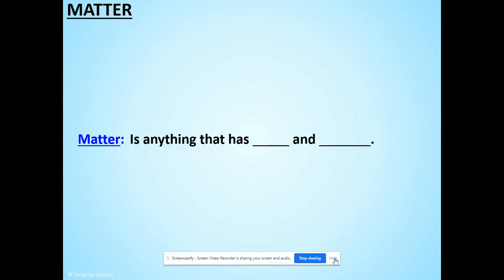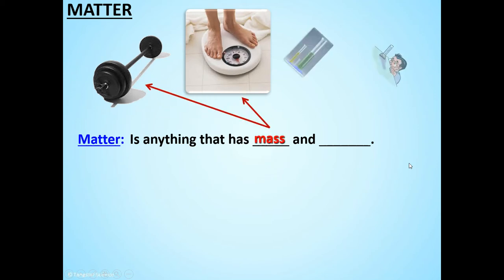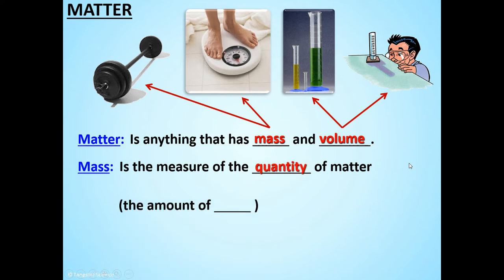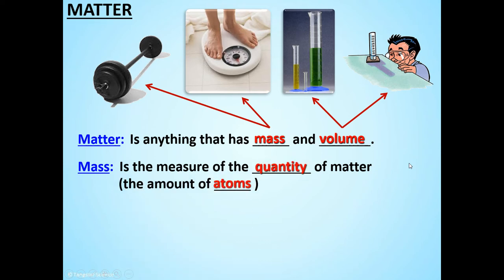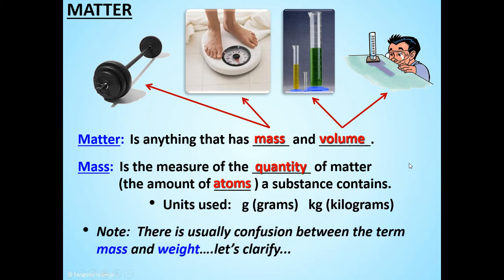So matter is anything that has mass and has volume as well. Remember, mass is the measure of the quantity of matter, which is the amount of atoms that a substance contains. And then the units that are used for mass are the grams and the kilograms.